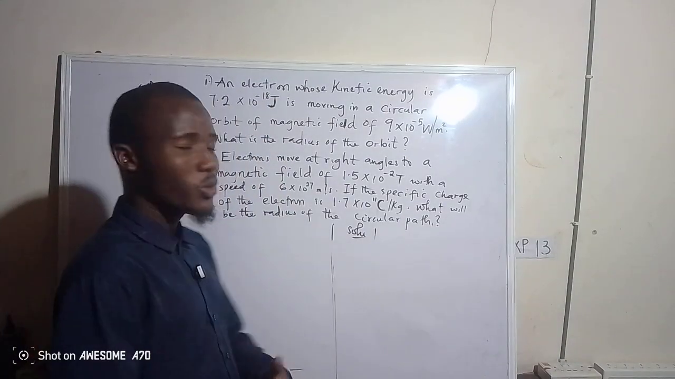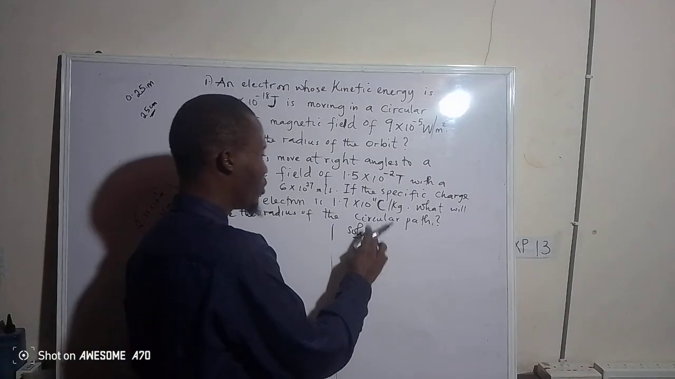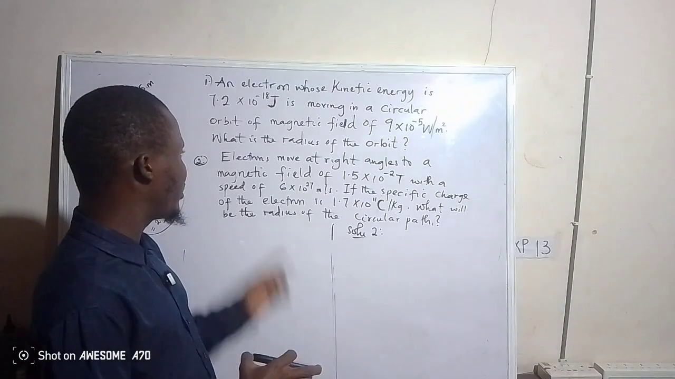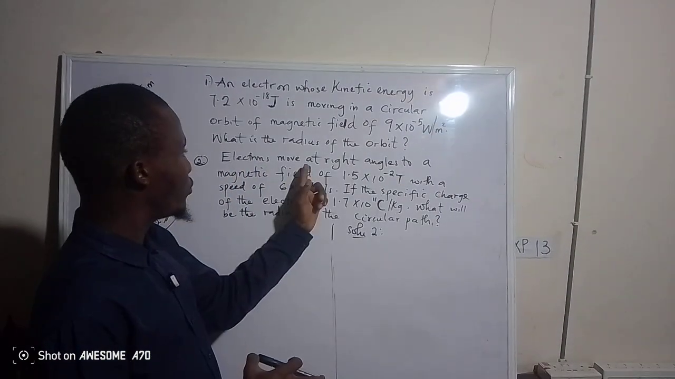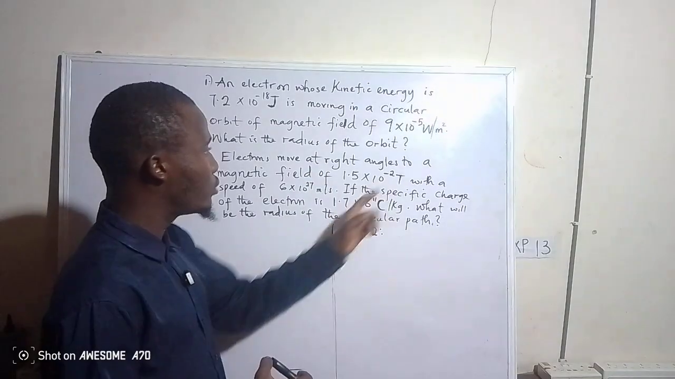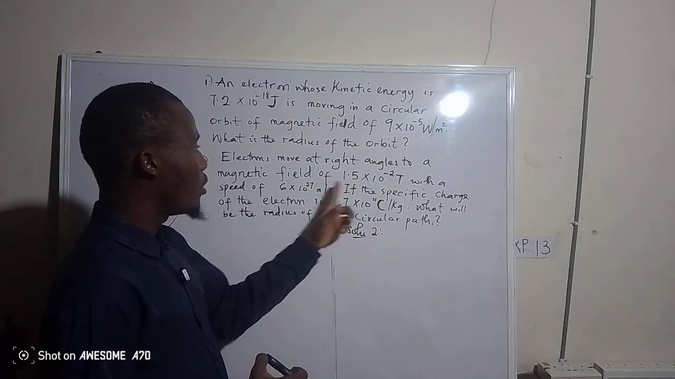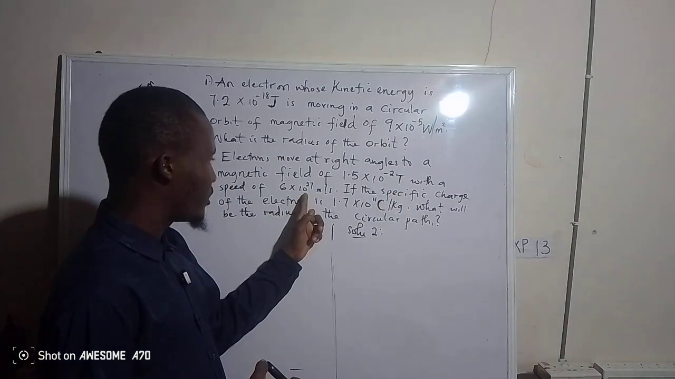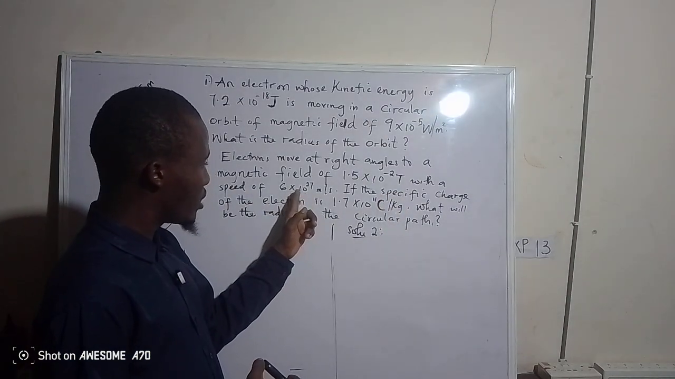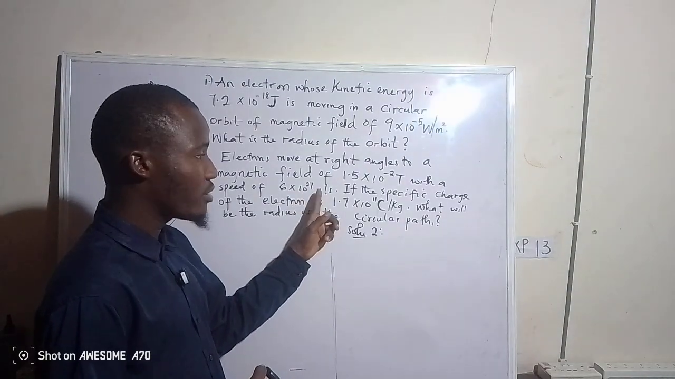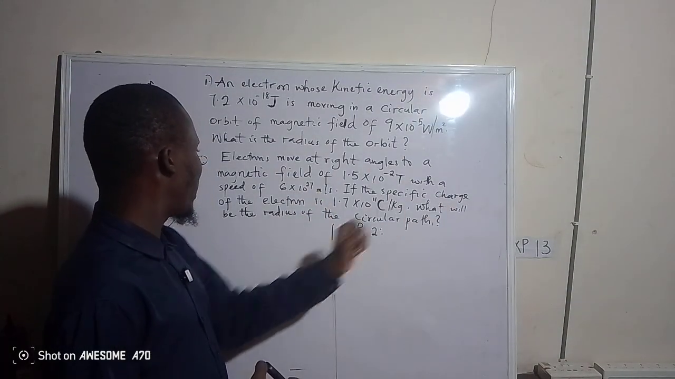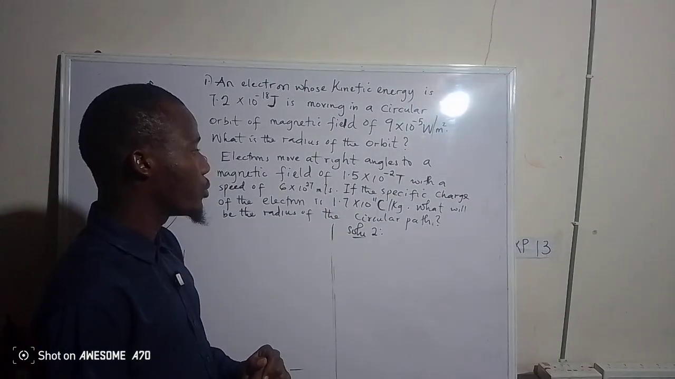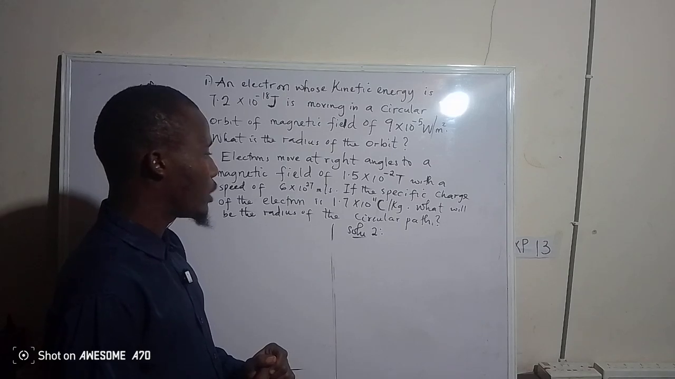Welcome back to class. So our second question, yes, we are still on this. The second question also asks us to find the radius of the circular path. The electron moves at right angles to a magnetic field of 1.5 times 10 to the power of minus 2 Tesla with a speed of 6.6 times 10 to the power of 27 meter per second. If the specific charge of the electron is 1.7 times 10 to the power of 11 coulomb per kilogram, what will be the radius of the circular path?